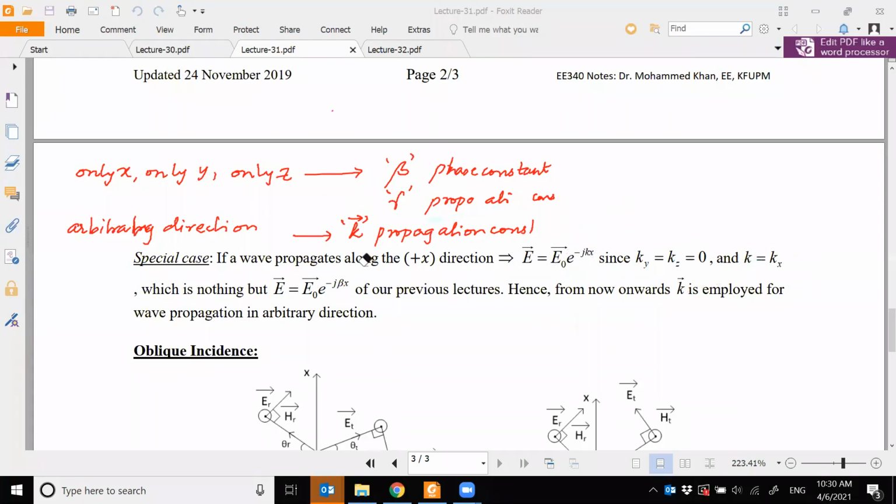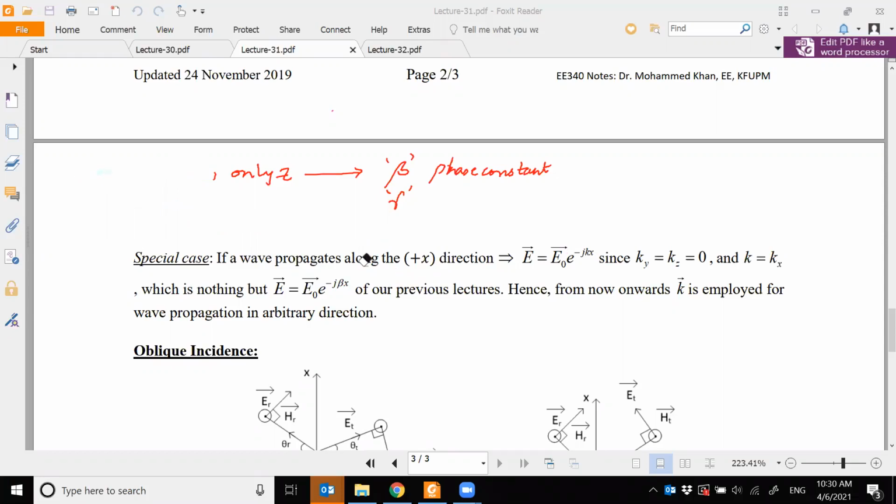Guys, this is the small part where students get confused, because in the book, the problems quickly change from k to beta. So remember, k can be changed to beta when your electromagnetic wave is no longer traveling in an arbitrary direction.